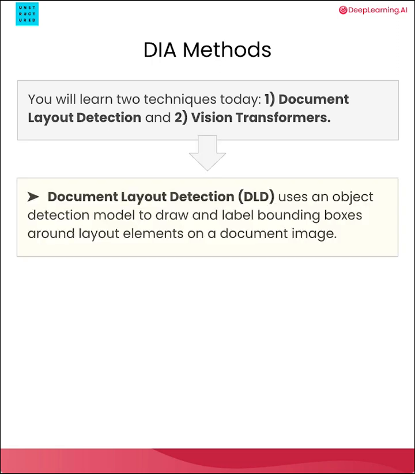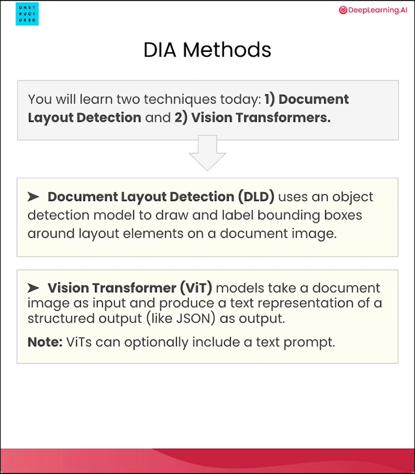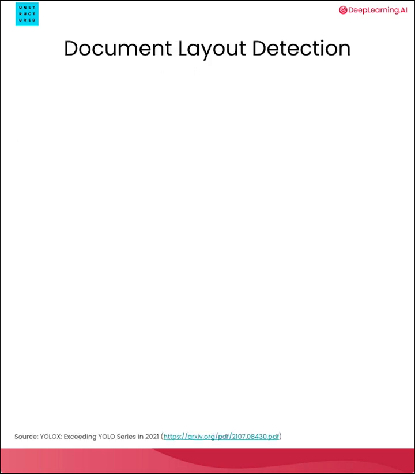Document layout detection uses an object detection model to draw and label bounding boxes on a document. Once it has drawn those bounding boxes, the boxes get labeled and then the text gets extracted from within the bounding box. By contrast, vision transformers take a document image as input and produce text as output. These models can be trained to produce a structured output like JSON as the output text. As a note, vision transformers can optionally include a text prompt, just like an LLM transformer can. Now let's learn about document layout detection.